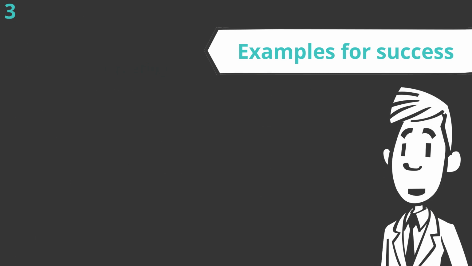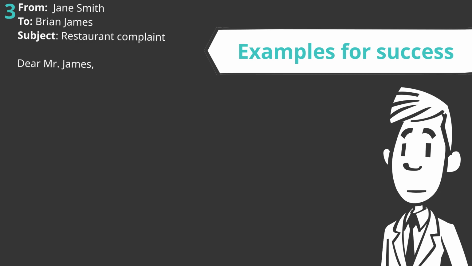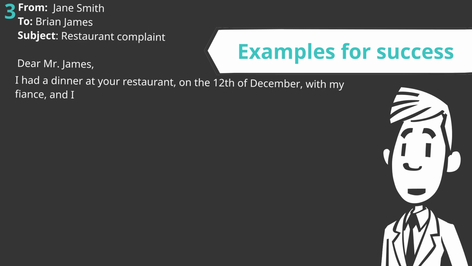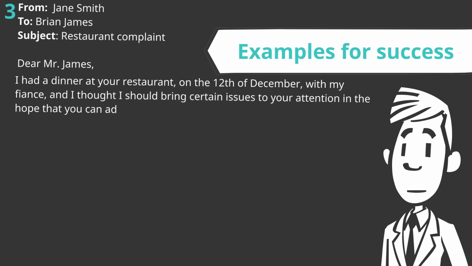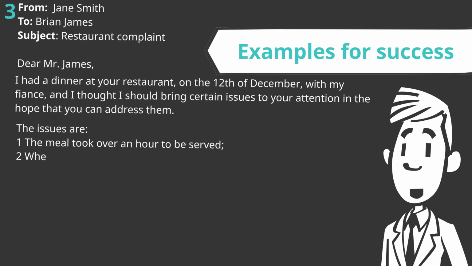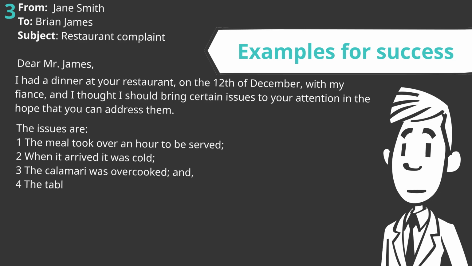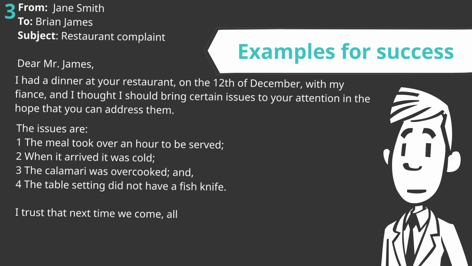Our third email example for success is from Jane Smith to Brian James. Subject: Restaurant complaint. Dear Mr. James, I had a dinner at your restaurant on the 12th of December with my fiancé, and I thought I should bring certain issues to your attention in the hope that you can address them. The issues are: 1. The meal took over an hour to be served. 2. When it arrived it was cold. 3. The calamari was overcooked. And 4. The table setting did not have a fish knife. I trust that next time we come, all the above would have been addressed. Regards, Jane Smith.